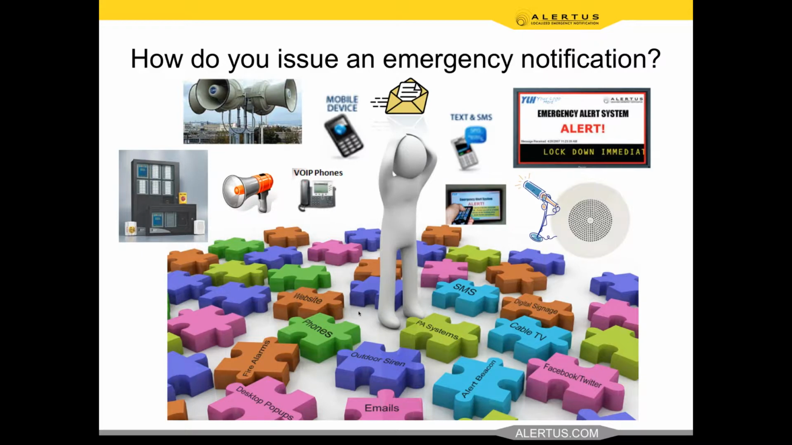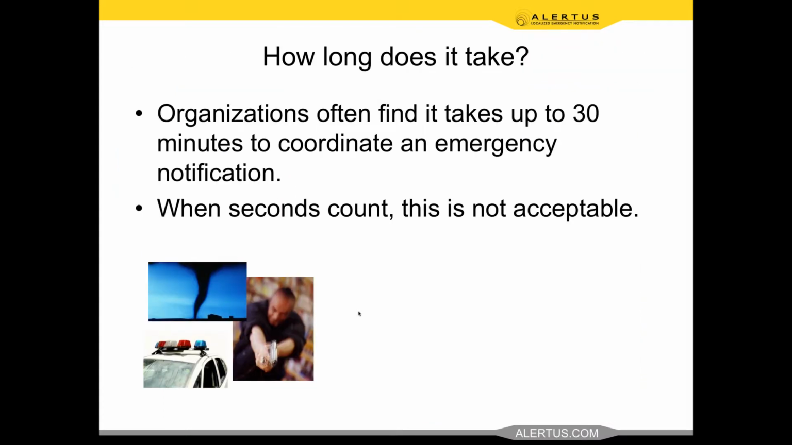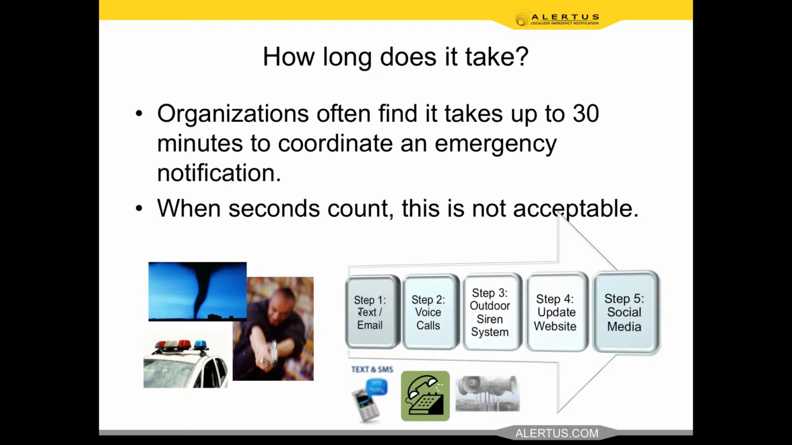So you've got a lot of these assets, and generally to activate those, you've got to get in touch with a number of people that own those different systems. We found that most of our customers find that it takes 20 to 30 minutes to coordinate that emergency notification across the enterprise, to get all those lined up and get that message out. When seconds count, in an emergency like an active shooter or a tornado, that's just not acceptable speed to get that message out. So the Alertus system is able to coordinate all those things, and you'll see some of those across the bottom there, all the way through to the website, voice systems, and social media as well.